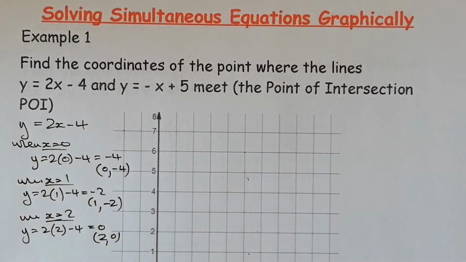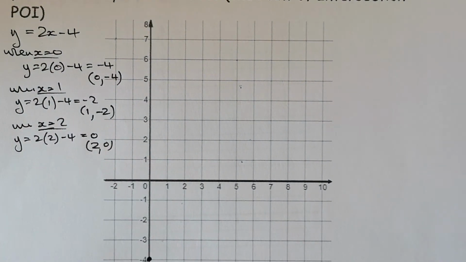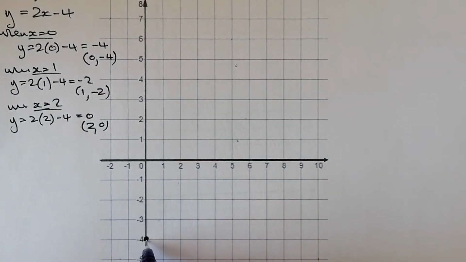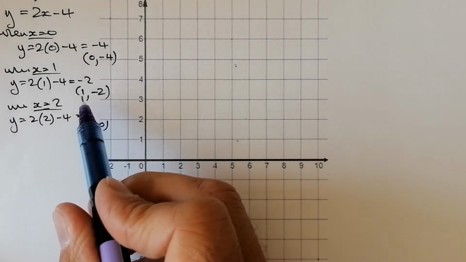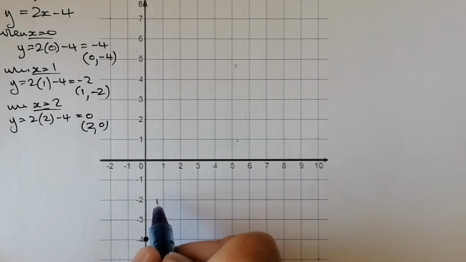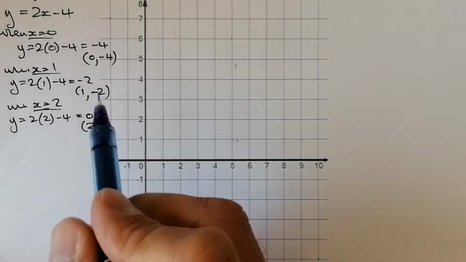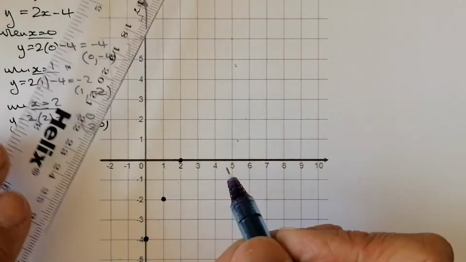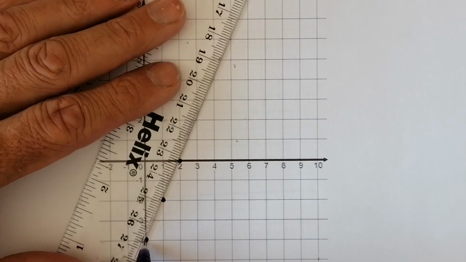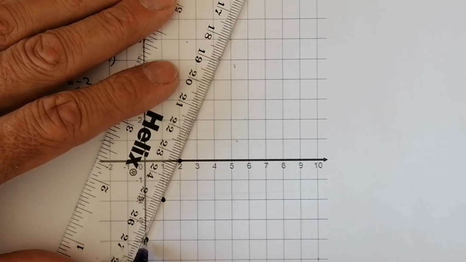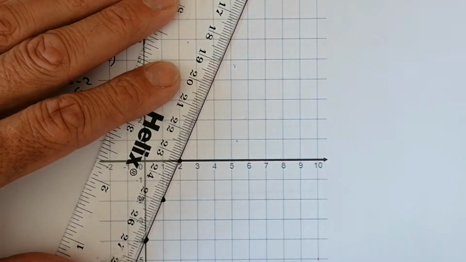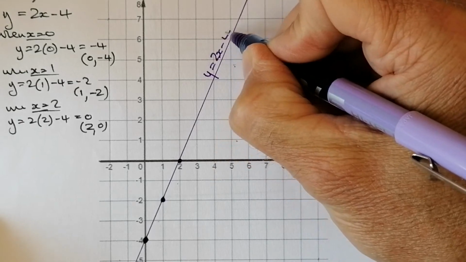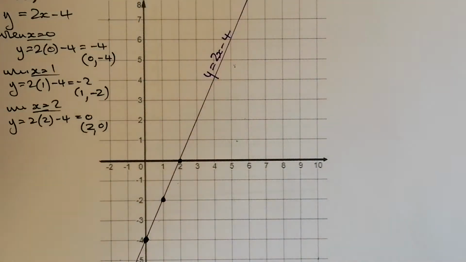So what I'll do is plot these 3 points, and that'll allow me to draw the line. The first point was 0, negative 4. So that's down there. Then I've got 1 and minus 2, it's there. And 2 and 0, so 2 along and 0 up or down, is there. And I'll just draw a line right through those points. There we go, and there's the line y is equal to 2x minus 4.